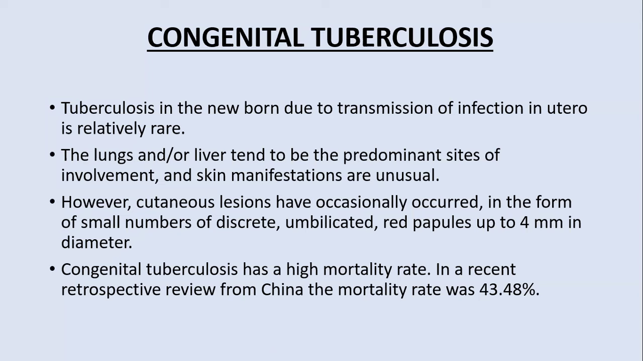Congenital tuberculosis. Tuberculosis in a newborn is due to transmission of infection in utero and is a rare condition. The lungs or liver tend to be the prominent site of involvement. However, the skin manifestations are unusual. The cutaneous lesions may occur in the form of discrete umbilicated red papules up to 4 millimeters in diameter. This tuberculosis has a high degree of mortality, and a recent review from China rates the mortality as 43.48%.